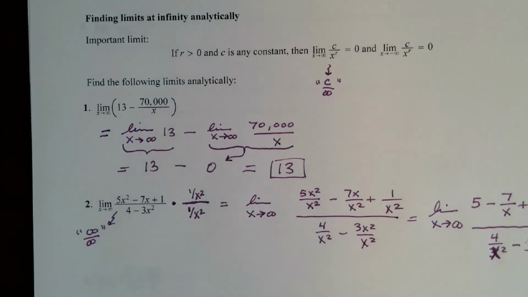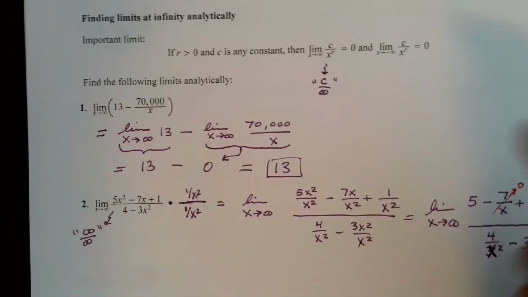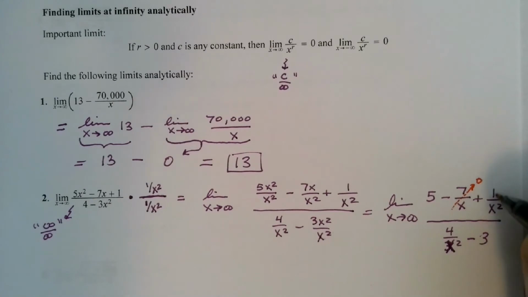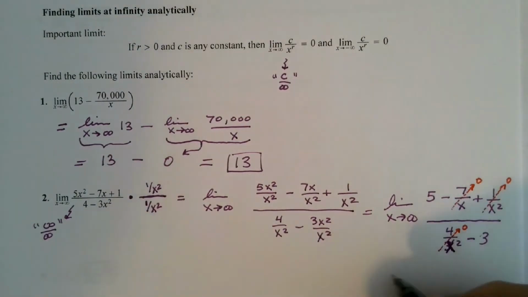But then you look at our remaining fractions, and as x goes to infinity, where's 7 divided by x going to? That's going to 0, right? A constant divided by x to the first power. That exponent has to be positive. So that's going to 0. 1 divided by x squared, same thing. That's going to 0. 4 divided by x squared, same thing. That's going to 0.